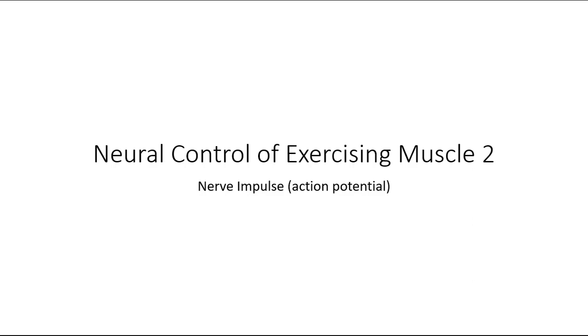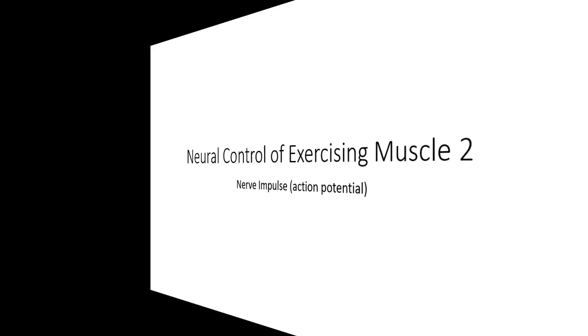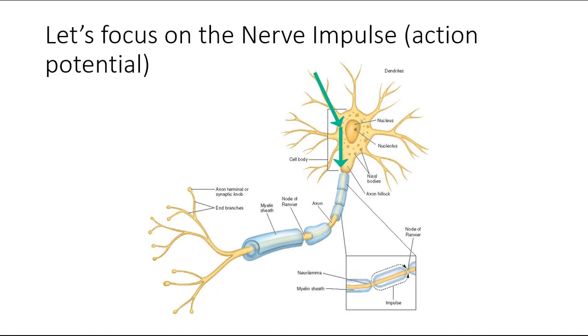Neural control of exercise muscle 2: nerve impulse or action potential. Neurons are referred to as excitable tissue because they can respond to various types of stimuli and convert those messages to an electrical signal called a nerve impulse. This lecture covers how the electrical impulse or action potential is generated and how it travels through a neuron. So let's focus on the nerve impulse or action potential.